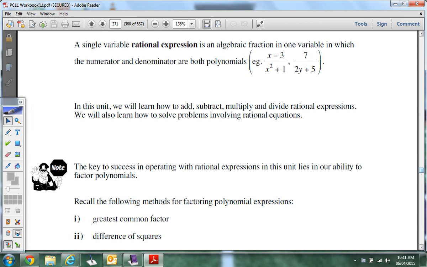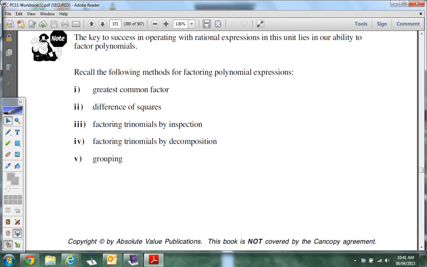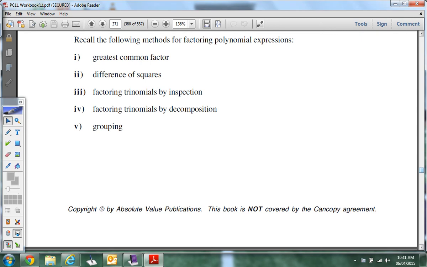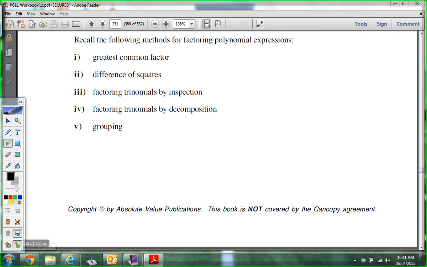The key to success in operating with rational expressions lies in your ability to factor polynomials. So it's going to come back to your ability to factor. You might want to highlight this as a review, but these should not be forgotten: greatest common factor, GCF, difference of squares, don't forget those patterns. That's pretty good timing because that's a whole unit we did. You've got a midterm coming up, so if you did forget your factoring stuff, this is a good time to go over it again.